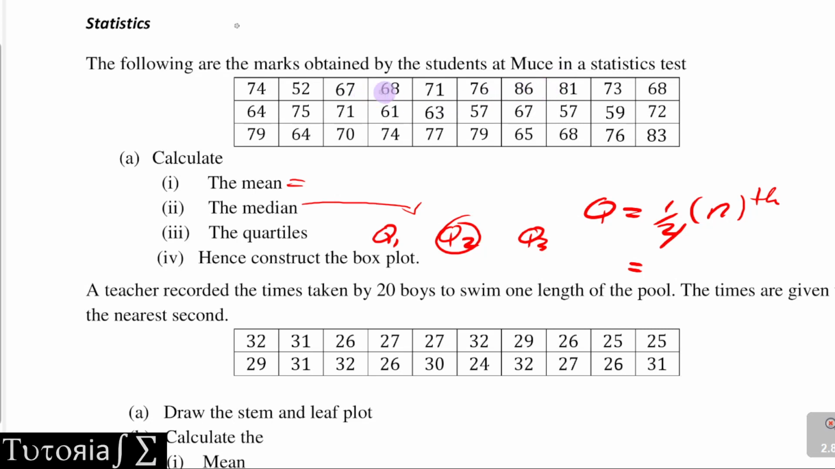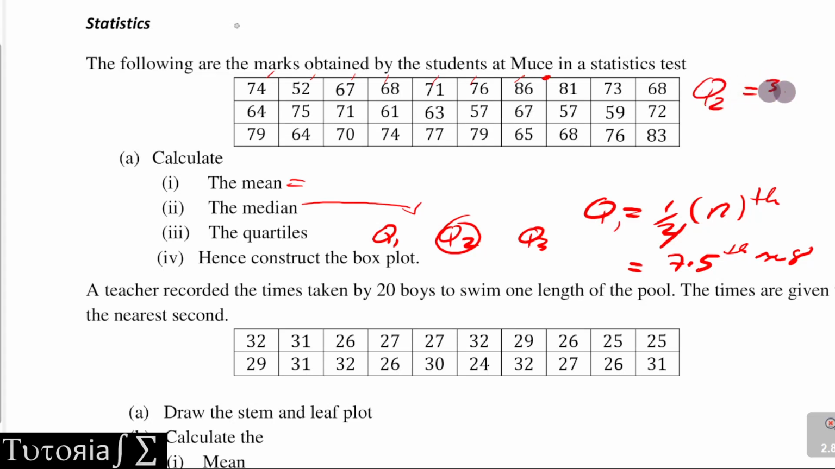So you should make sure that your data is arranged in ascending order. So that will be the 7.5 position, which is approximately the 8th position, but you have to find the average. So what you do is you start searching 1, 2, 3, 4, 5, 6, 7. So 7.5 is somewhere in between the data there. You find the average, that will give you quartile 1.